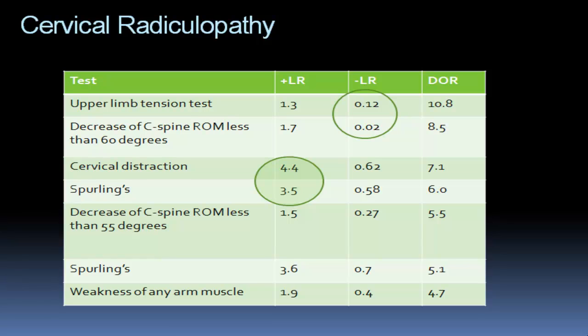This would include both the upper limb tension test and range of motion less than 60 degrees. If there is no positive on the upper limb tension test and range of motion is greater than 60 degrees, it's unlikely to be a cervical radiculopathy. However, if either or both are positive, using cervical traction and Spurling's, which are very specific, we can rule in radiculopathy if they are positive. Remember that distraction is designated so that a positive test is relief of radiating pain.